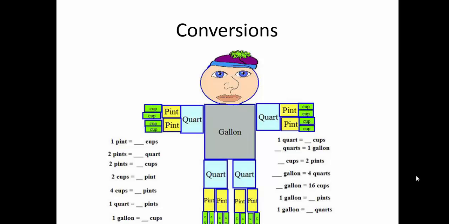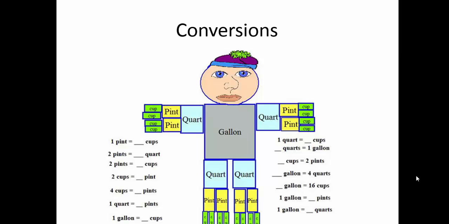Think of a gallon of milk. Well, gallon man has 2 arms and 2 legs, and so 4 quarts will make 1 gallon. Now, each quart, as part of the elbow, is made up of 2 pints. So 2 pints make 1 quart, and 4 quarts make a gallon. And the fingers of gallon man, there are 4 cupped fingers, and those 4 fingers come together to make 2 pints. 2 cups make 1 pint. 2 pints make 1 quart, and you go around all 4 quarts, it will make a gallon.